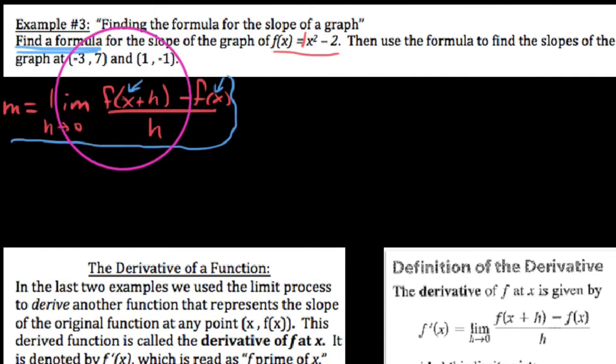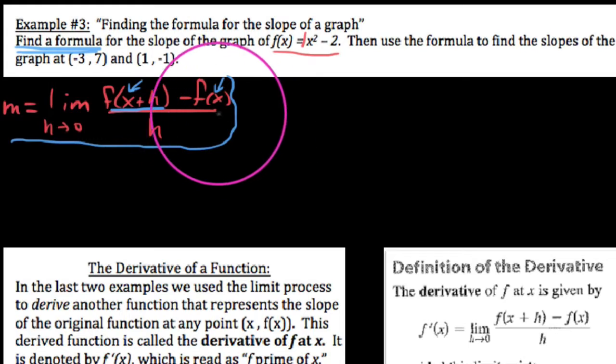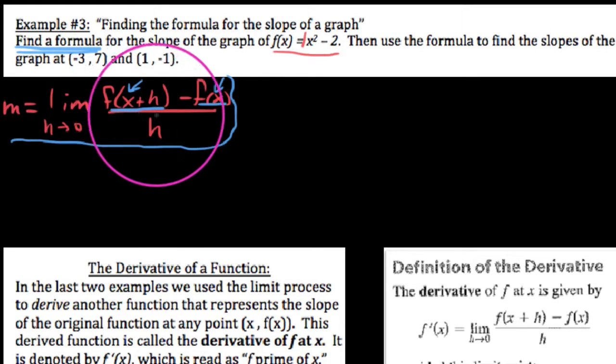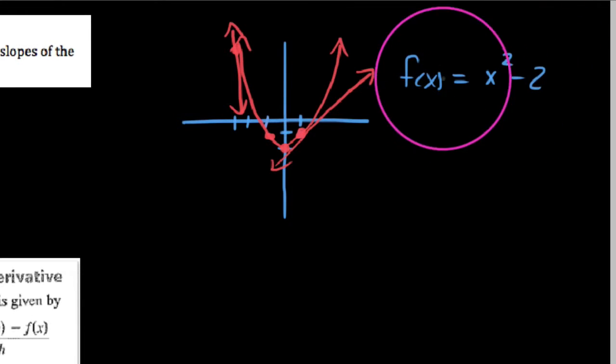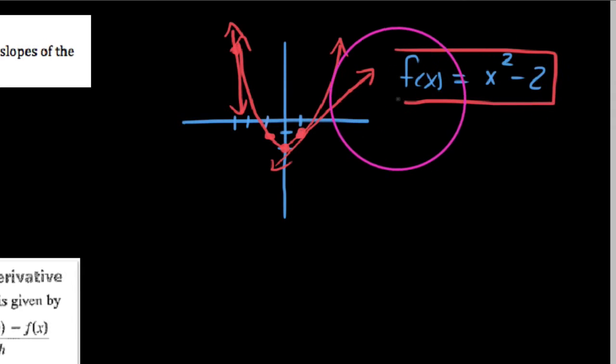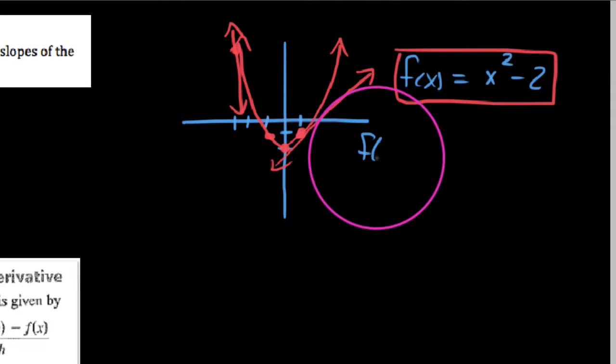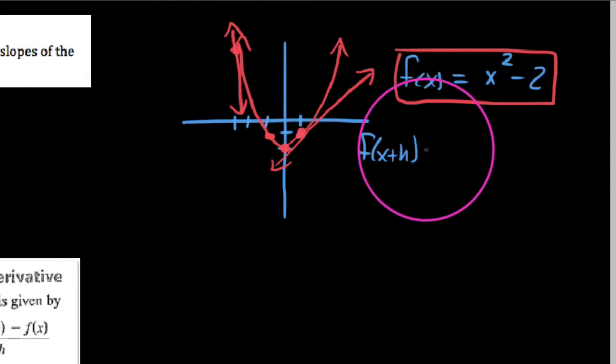If I'm going to find the slope of this graph, I need to know 2 things. We can do this off on the side. I need to know f of x, and I need to know f of x plus h. And the wonderful thing is we already know f of x. In this case it is x squared minus 2. So we're going to keep this in our back pockets. Now we need to go find f of x plus h for this portion of our difference quotient limit.